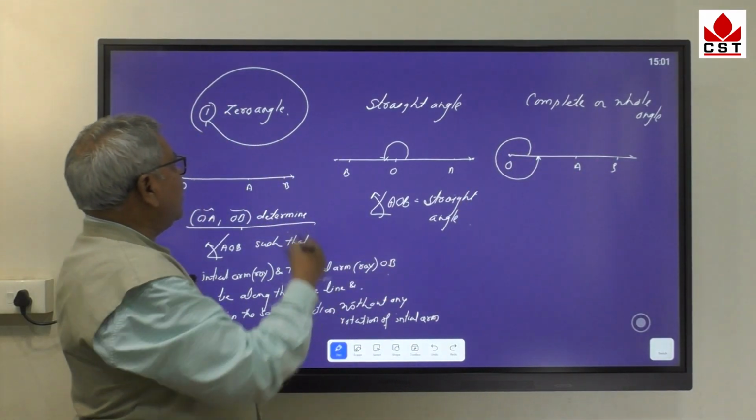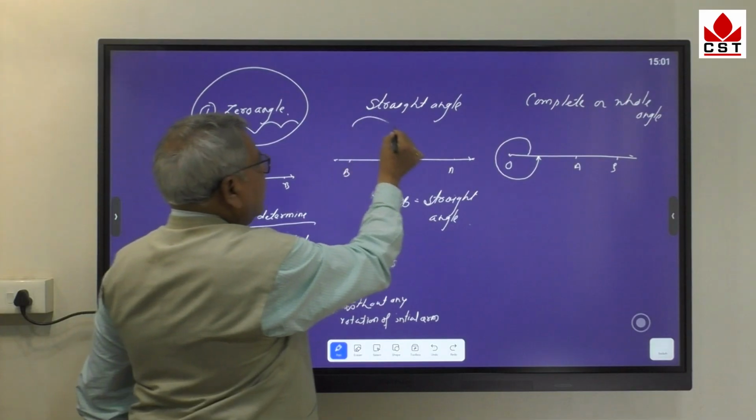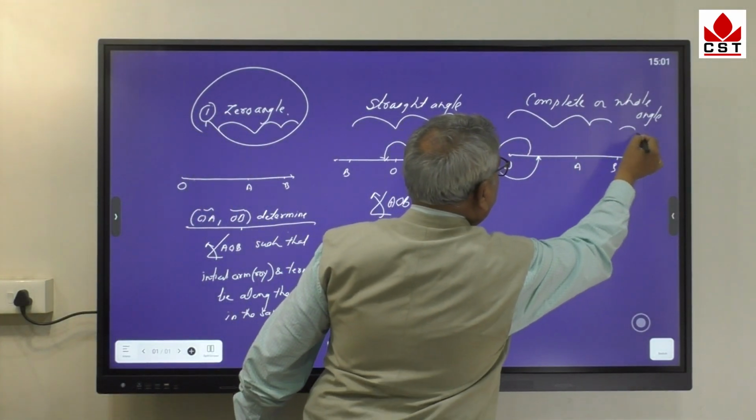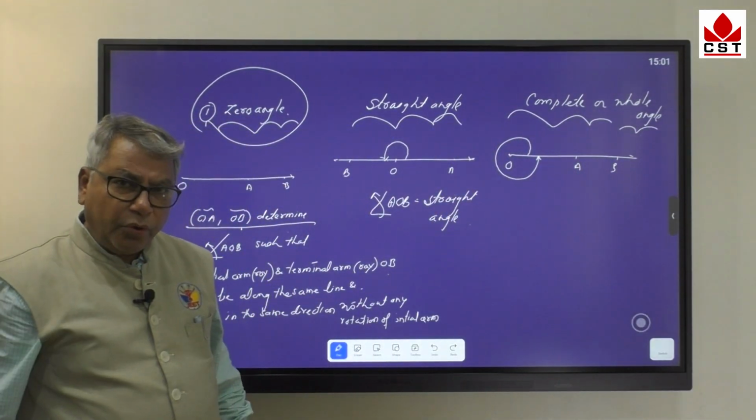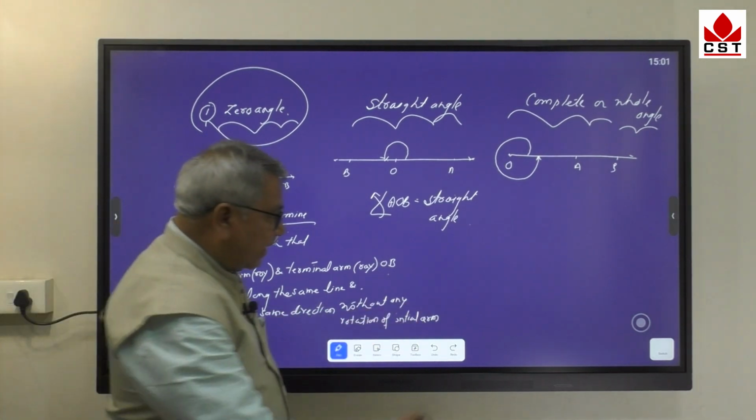The basic definitions are zero angle, straight angle, a complete or whole angle. Follow there? Yes. Shall we start the next bit?